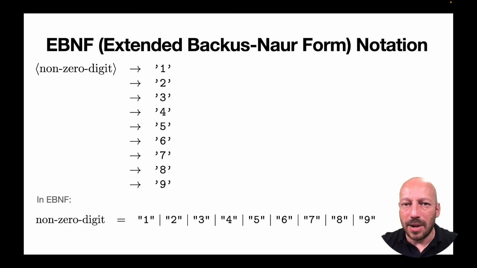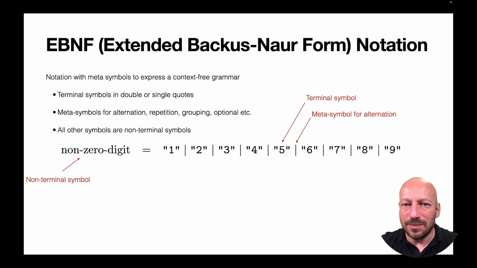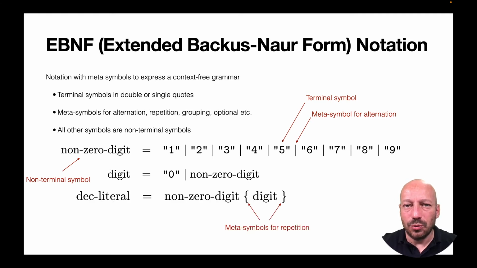Like here, this vertical bar is a meta symbol. And it's used here on the right-hand side of a production for a so-called alternation. It's also used in this next rule for expressing that a digit is either the digit 0 or a non-zero digit. And there are other meta symbols. For example, in this rule, I use this meta symbol for a repetition, these curly parentheses. And with that, I want to express that a decimal literal can consist of just one non-zero digit, but it also can be followed by an arbitrarily long list of digits. And for the grammar of the calculator, I will actually require 2 more such meta symbols.